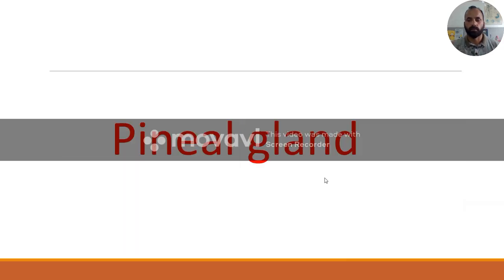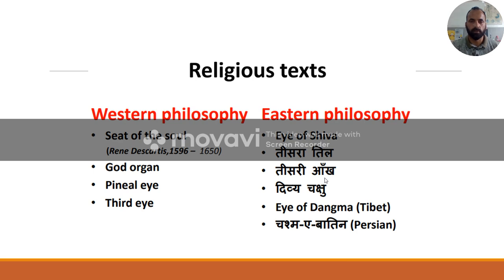Coming to one more gland, that is the pineal gland. This is a religious way of describing the genius. You have the seat of the soul in Western philosophy, and in Eastern philosophy you have the eye of Shiva. So it has different names according to the religious perspective.